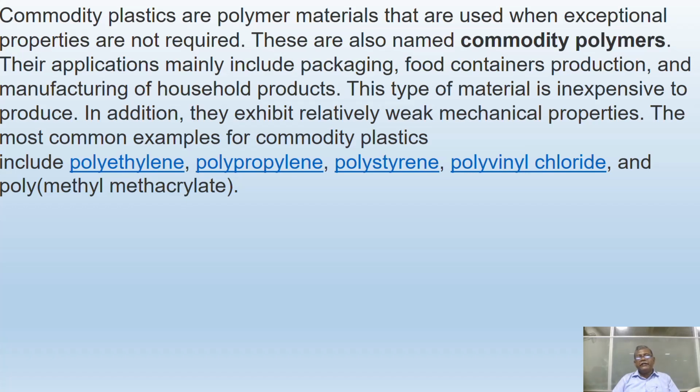Commodity plastics are polymer materials that are used when exceptional properties are not required. These are also named commodity polymers. Their applications mainly include packaging, food containers production, and manufacturing of household products. This type of material is inexpensive to produce. In addition, they exhibit relatively weak mechanical properties. The most common examples of commodity plastics are polyethylene, polypropylene, polystyrene, polyvinyl chloride, and polymethyl methacrylate.